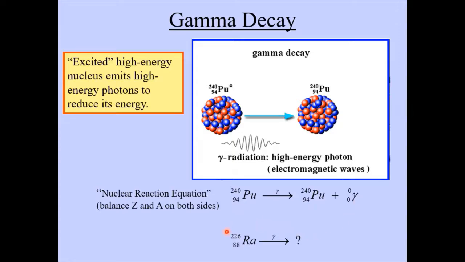So here's a practice problem, just so you can say you did one. Suppose radium-226-88 undergoes a gamma decay. What would we have on the right side? Okay, so I'm assuming you did this maybe just in your head. Obviously, all we're going to have on the right side is this same radium-226-88, plus one of these guys, a gamma particle, with the 0 and the 0, and those are our two products.